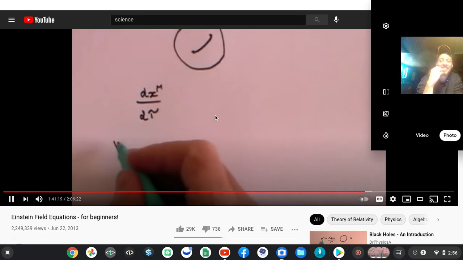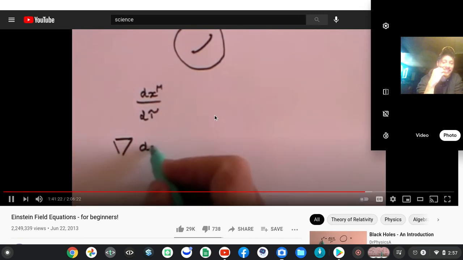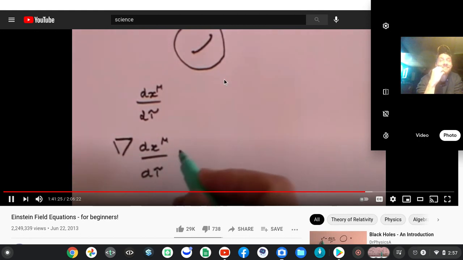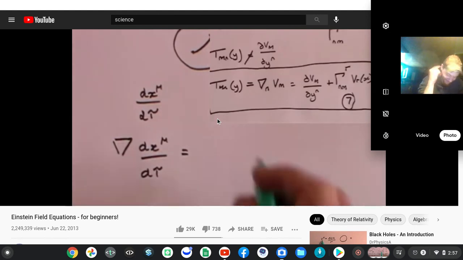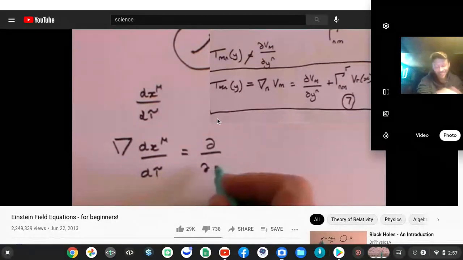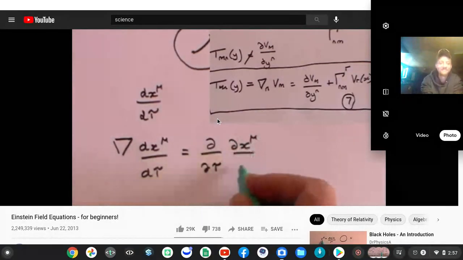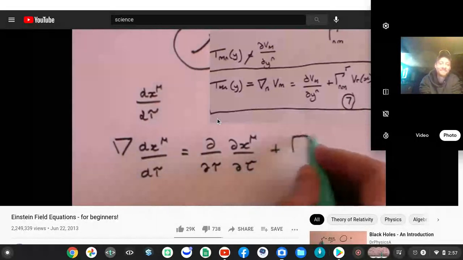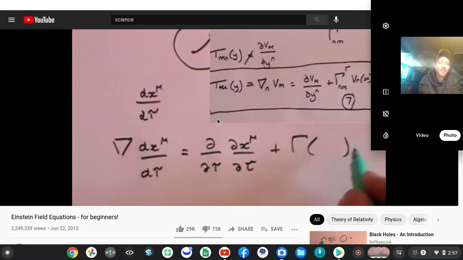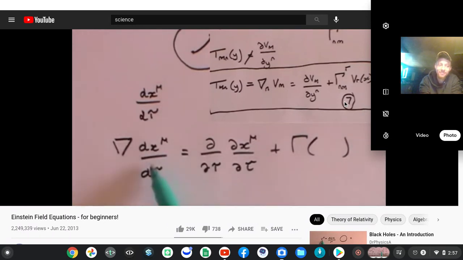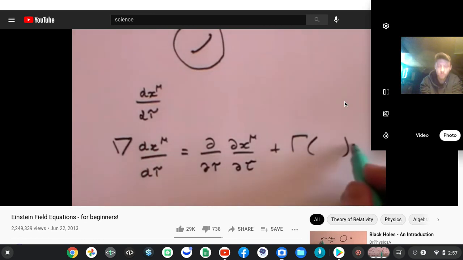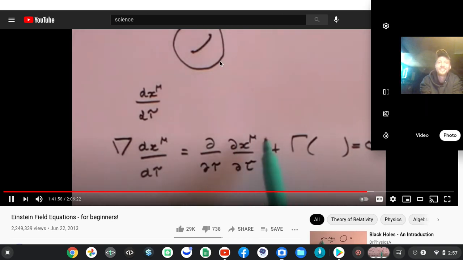So let's take the covariant derivative of this tangent vector, dx mu by d tau, and from equation 7, which should be on the screen, you can see that that will essentially be the ordinary derivative plus a gamma term, which I won't fill out, but there is a gamma term. Remember, that's the correcting term. And what we can say is for the geodesic, this term must equal 0. So this term plus this term equals 0.